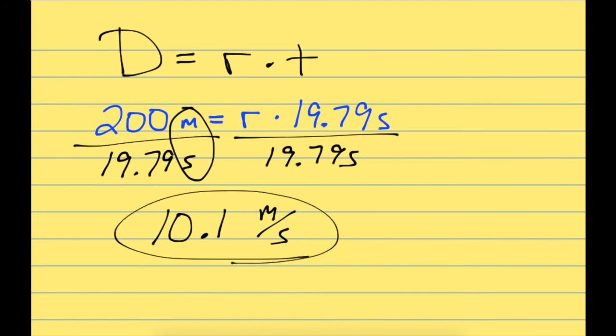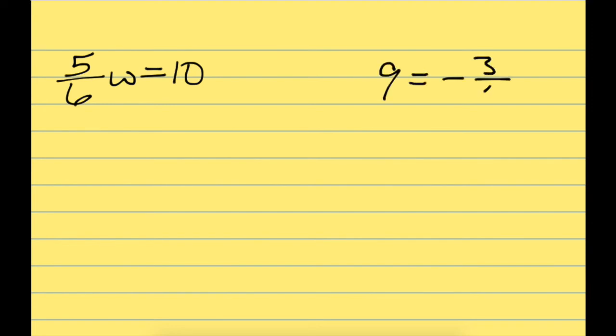I want you to try a few of these on your own. We'll pause the video, give you a chance to work over them, and then we'll go over them together. Try 5/6 W equals 10. 9 equals negative 3/4 M. And Q minus 11 equals negative 5. Give those three a try, and then we'll play through the solutions.